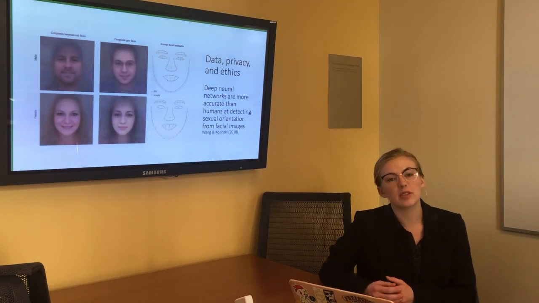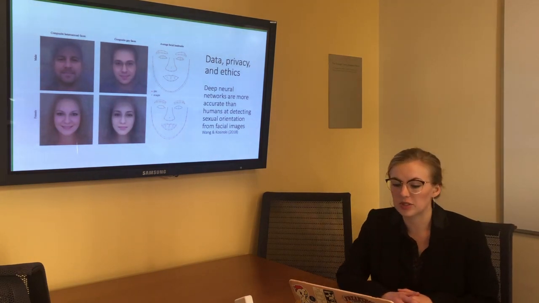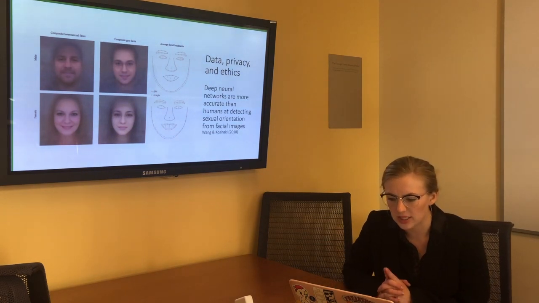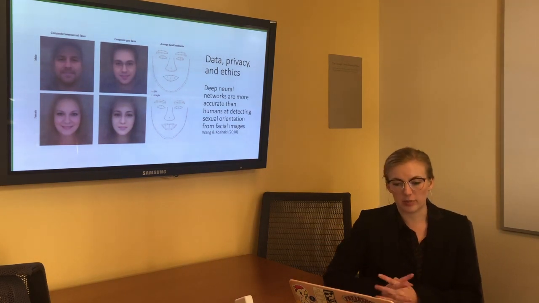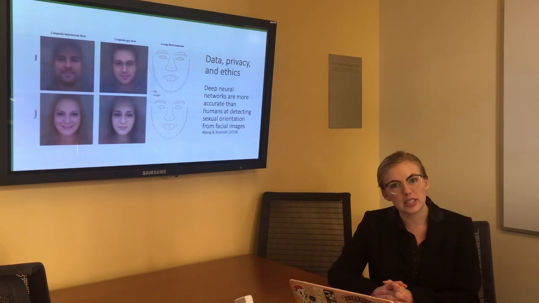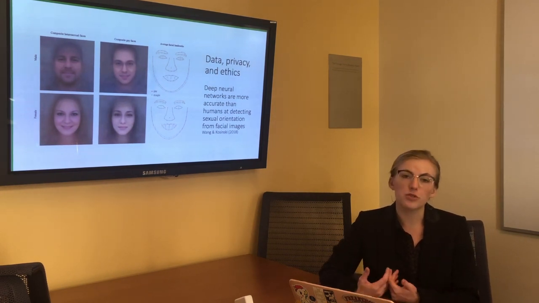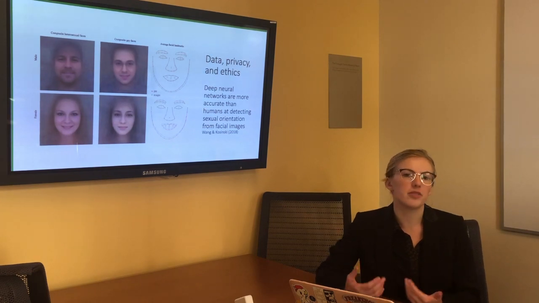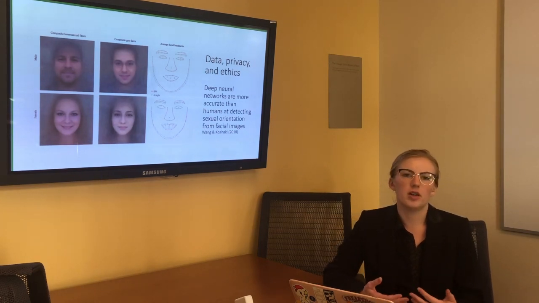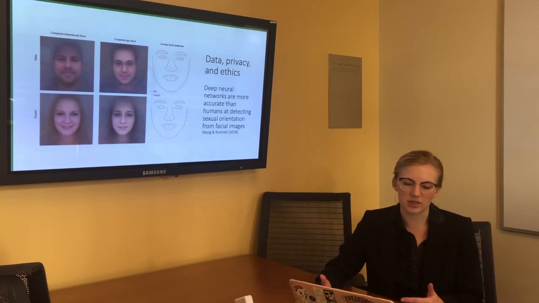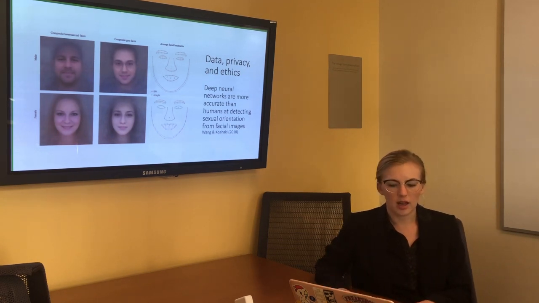Now, in this particular deep dive, the paper that I'm going to use is called Deep Neural Networks Are More Accurate Than Humans at Detecting Sexual Orientation from Facial Images. What the researchers did in this study, in essence, is they took publicly available facial photographs of people from a dating website and also from Facebook. There are two different studies; they replicated it.